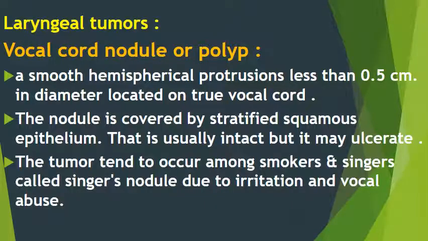Now we are starting with the laryngeal tumors, benign tumors, which include vocal cord nodule or polyp. Actually, this type of tumor looks like a smooth, hemispherical protrusion, less than 0.5 centimeter, located in the true vocal cord. Therefore, those patients who have this nodule complain of changes in their voice.